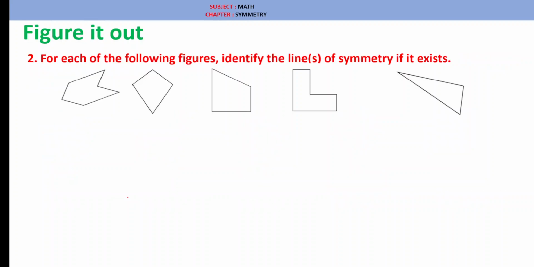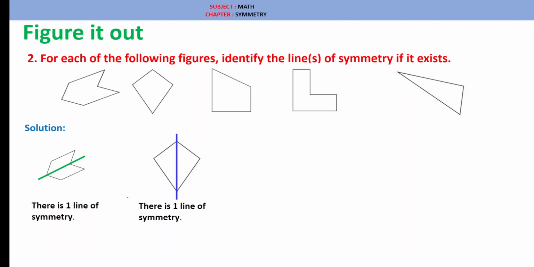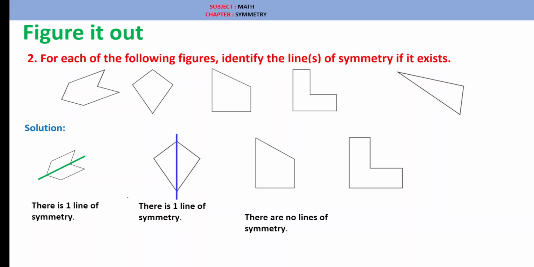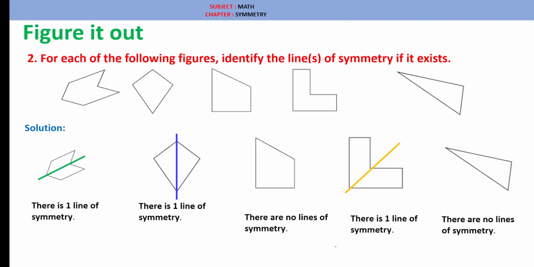Question number 2. For each of the following, identify the lines of symmetry if it exists. For the first one, does it exist? Yes, 1 line of symmetry. For the second one, there is 1 line of symmetry. For the third figure, there are no lines of symmetry. For the fourth figure, there is 1 line of symmetry as shown in the figure. For this fifth figure, there are no lines of symmetry.